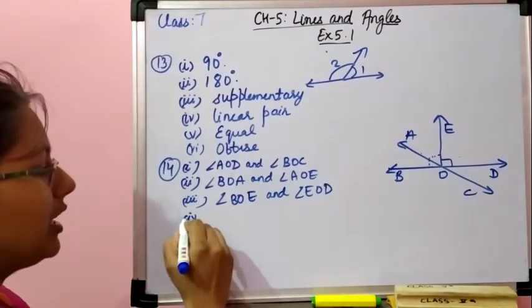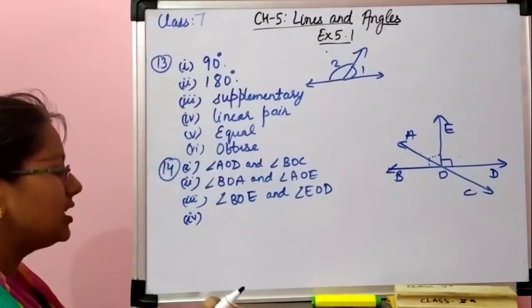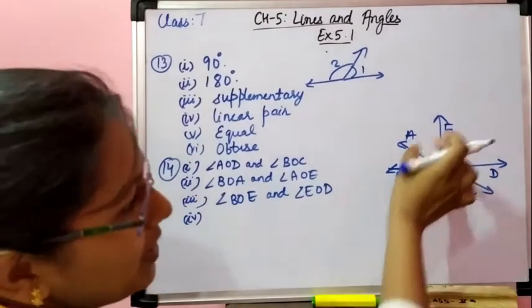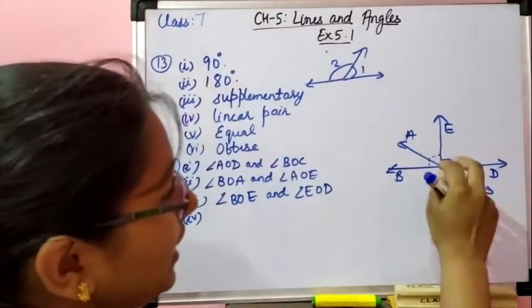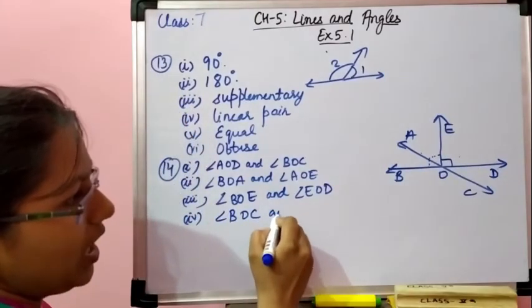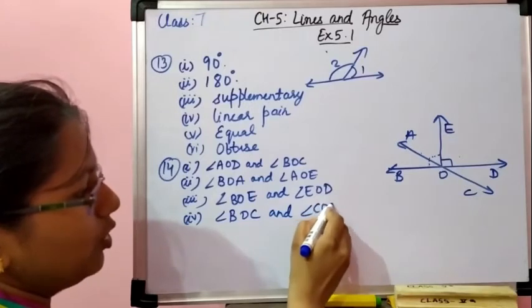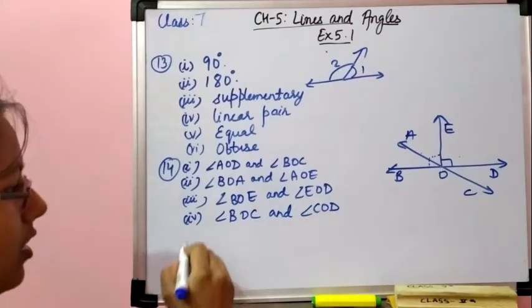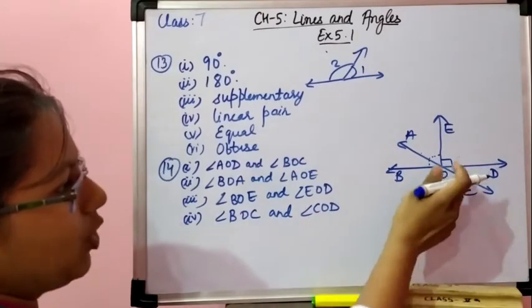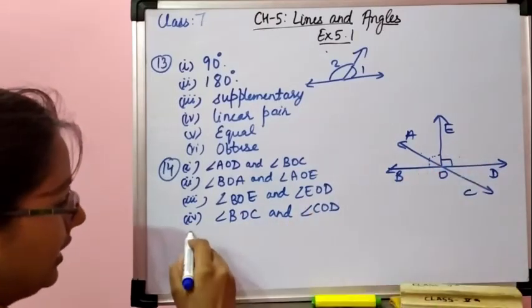Now similarly in the fourth part, the question is unequal supplementary angles. अच्छा, ये equal supplementary angles हैं और नीचे वाले unequal हैं. So angle BOC and angle COD. Okay, they are unequal, but they are supplementary because on adding them the result is 180 degrees.